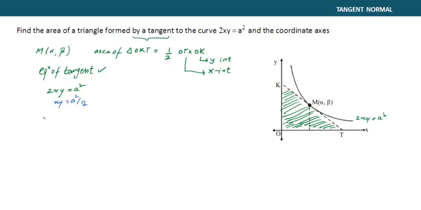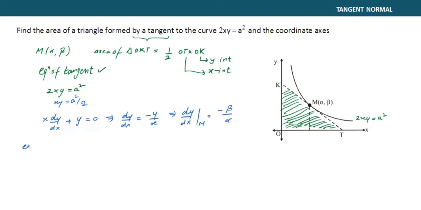So if you differentiate, this will become x dy by dx, right? Plus, it's a very simple differentiation, y. This implies dy by dx is nothing but minus y by x. So this is what you will obtain. Now you want the dy by dx at point M, and the coordinates of M we have taken as alpha and beta. So this will become minus beta by alpha, right?